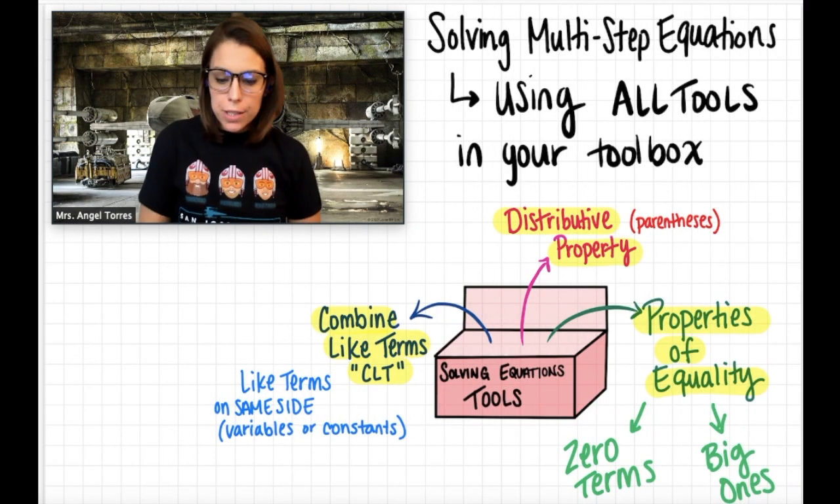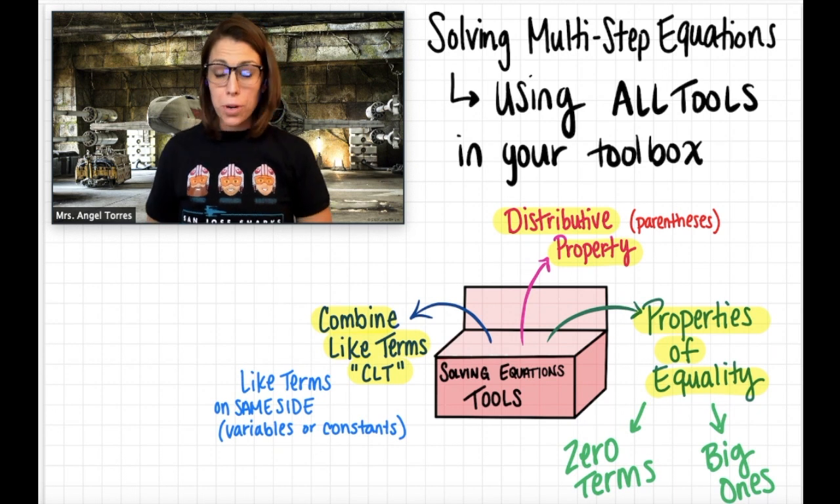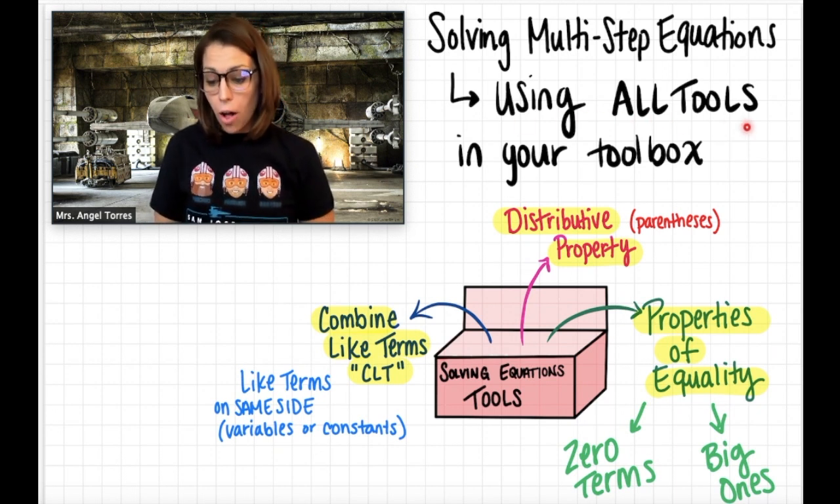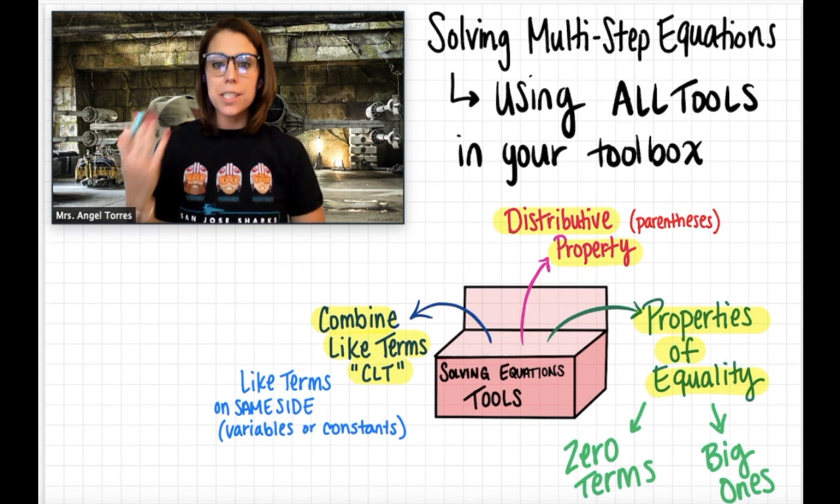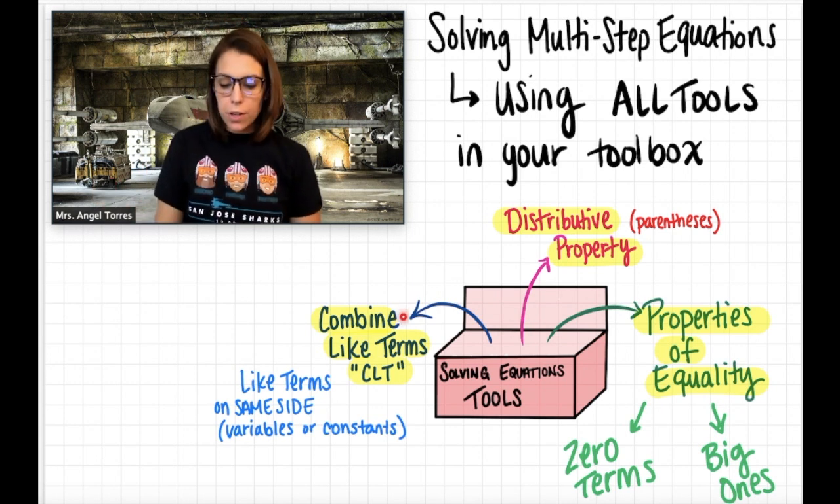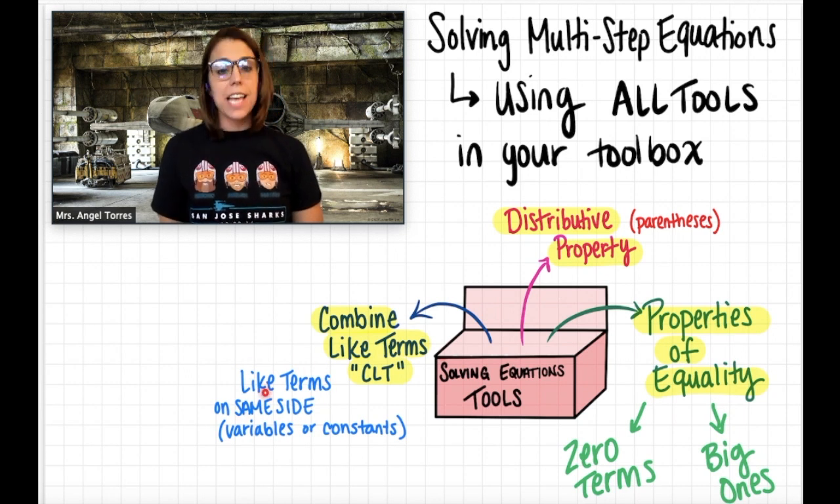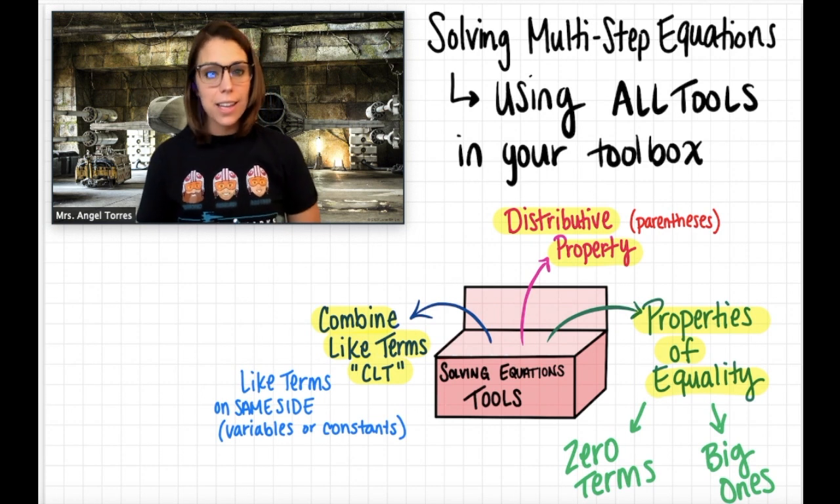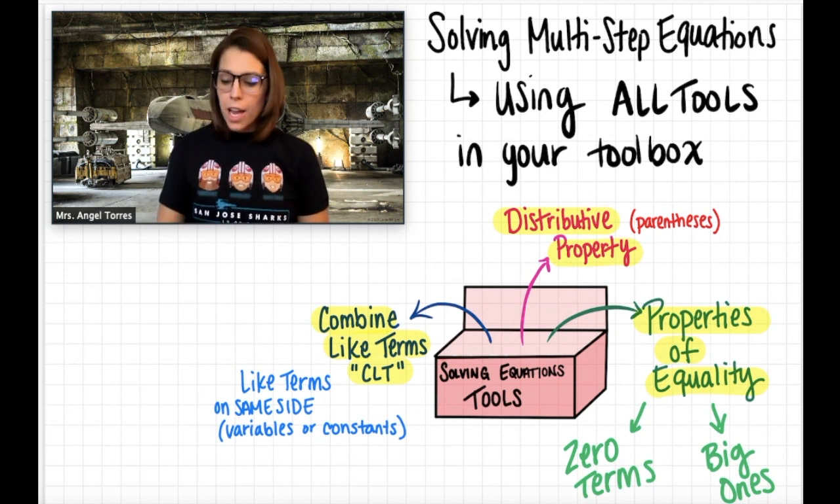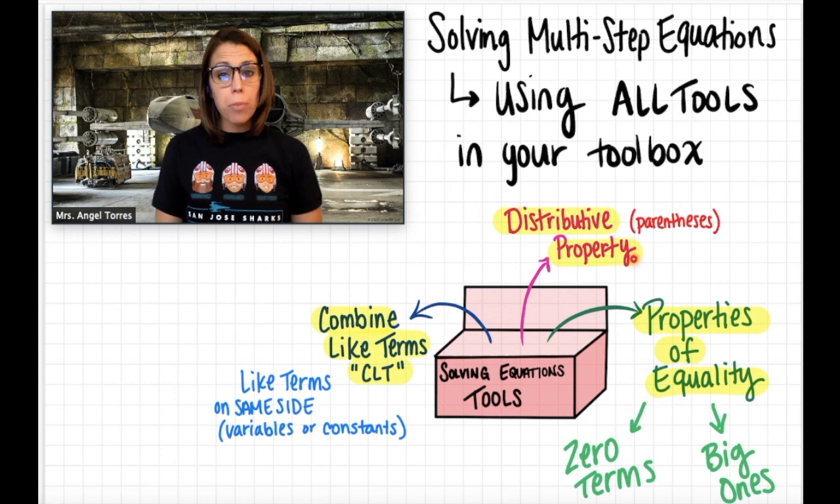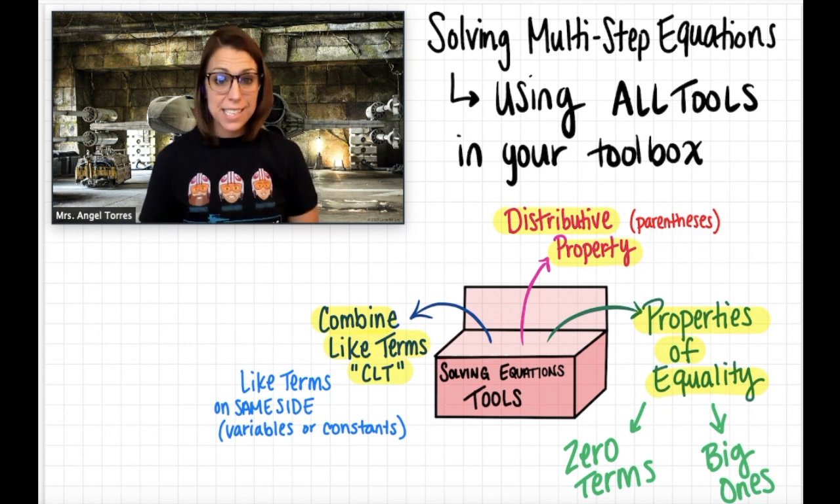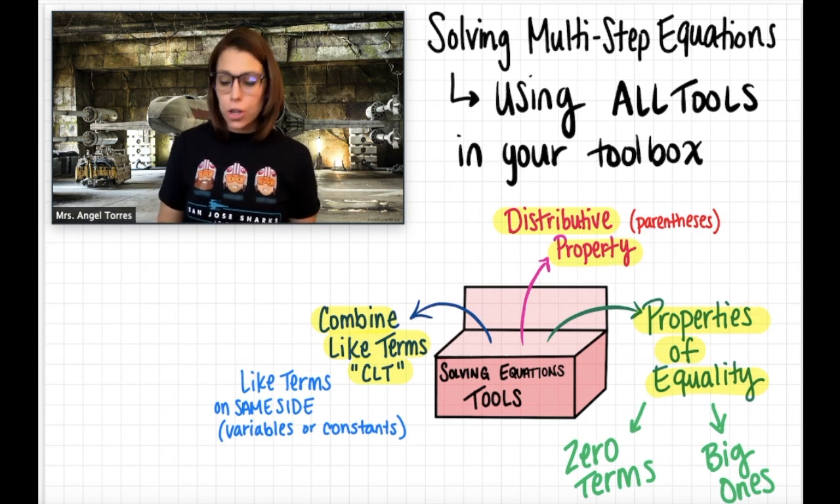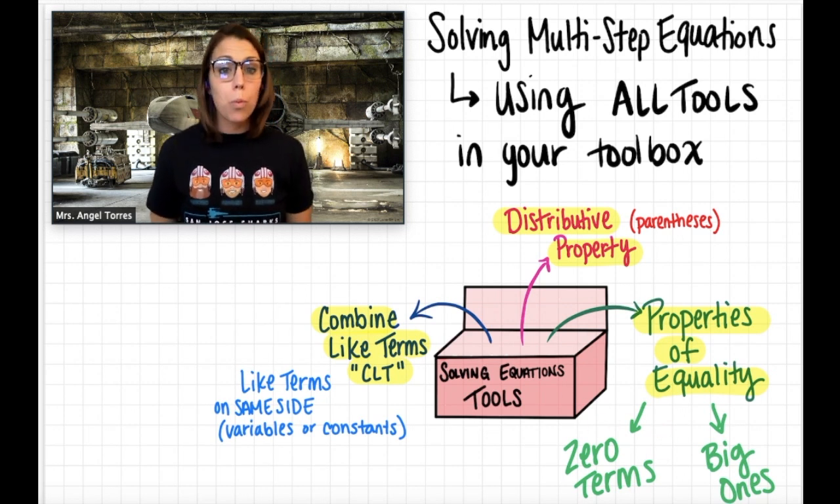Quick recap. So solving multi-step equations pretty much means you're going to be using all your tools in your toolbox, or at least most of them. So to determine if there's a combining like terms tool, you're looking for like terms on the same side. Those like terms could be variables or constants. Again, constant means it doesn't have a variable. To determine if you're going to use the distributive property tool, you look for parentheses. And properties of equality are used to create 0 terms and big 1s, keeping the equation true while you're doing so.